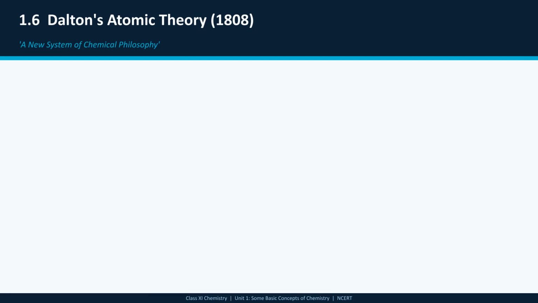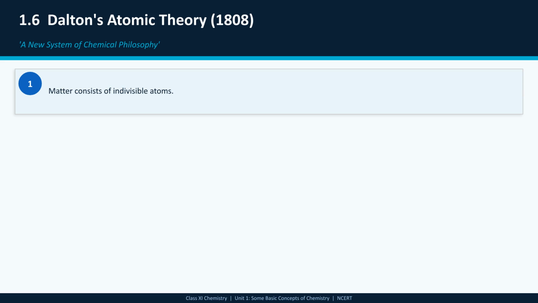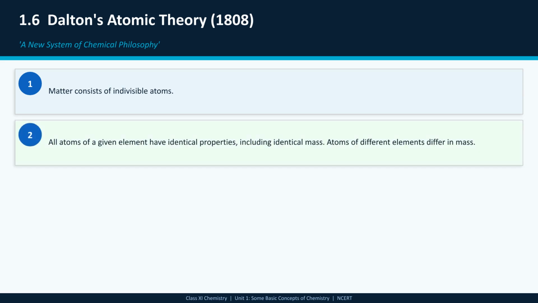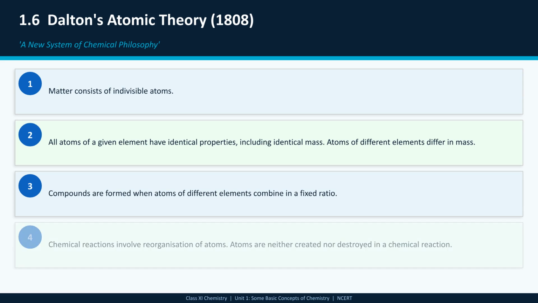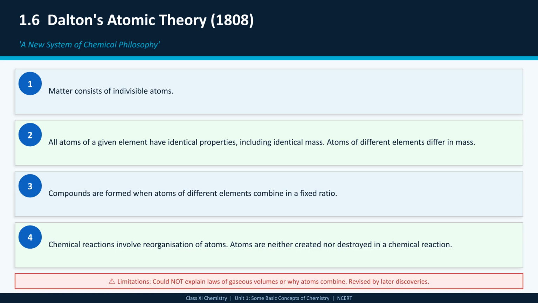Dalton's atomic theory introduced key postulates. Matter consists of atoms. Atoms of the same element are identical. Compounds form from fixed ratios of atoms, and chemical reactions involve the reorganization of atoms. Later discoveries revised some limitations.